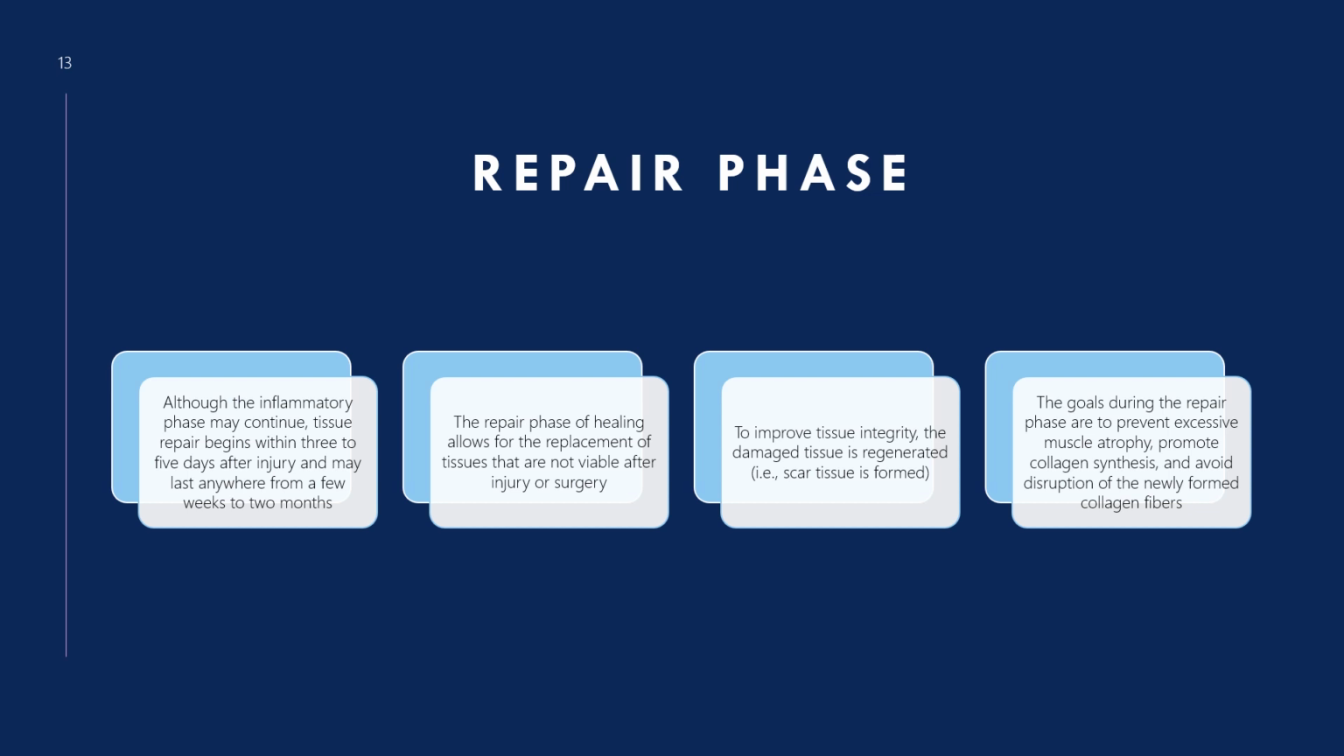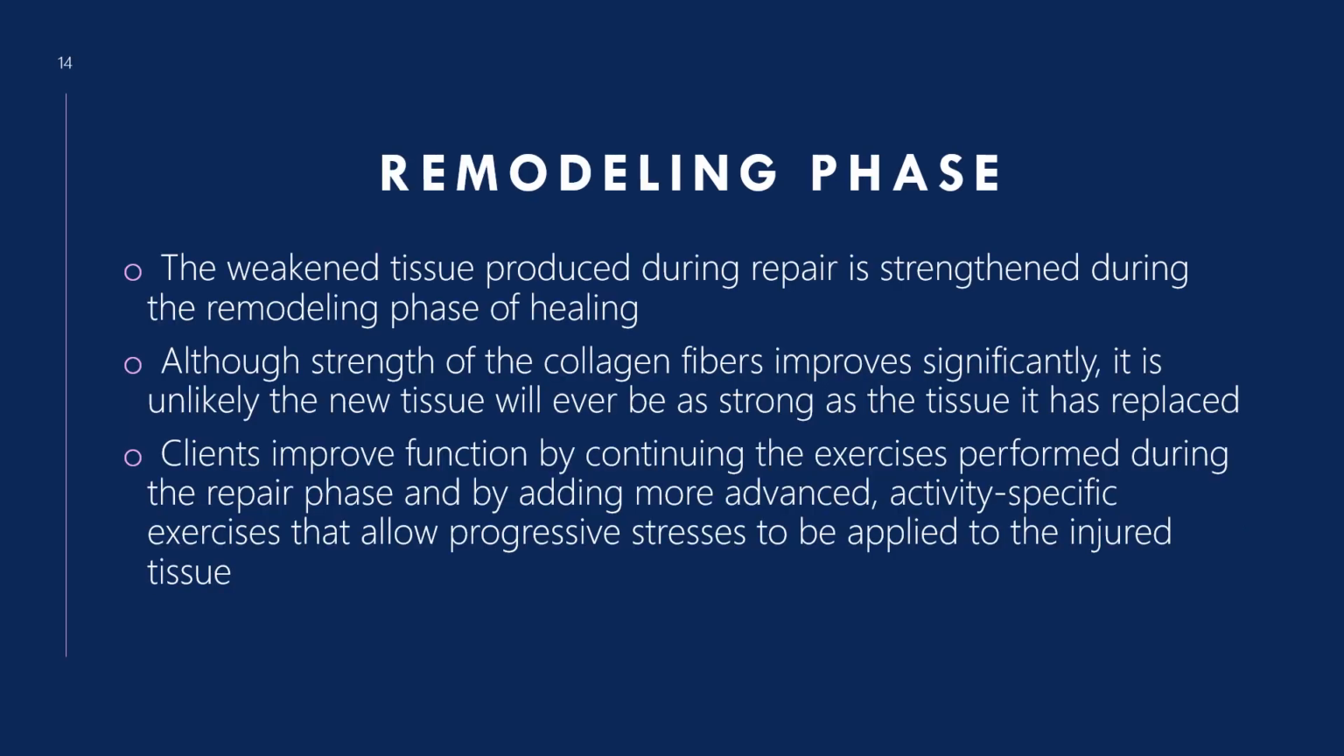Once the proliferation phase is complete, the remodeling phase follows. The remodeling phase is the final phase of tissue healing following the proliferation phase. During this phase, the newly formed tissue undergoes further maturation, reorganization, and remodeling to improve its strength, flexibility, and functionality. Here are some key aspects of the remodeling phase.